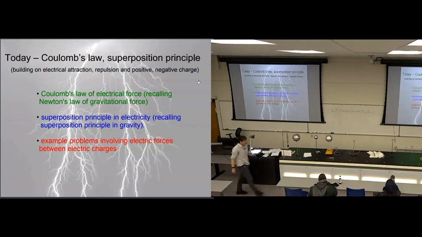Okay, I'm going to get started. Last class we talked about electrical attraction and repulsion. We talked about positive and negative charges as sources, origins of electrical attraction and repulsion. In this class we're going to quantify the electrical attraction and repulsion, the electrical forces between electrical charges. So specifically in this class, I want to go through the 3 bullets on the screen.